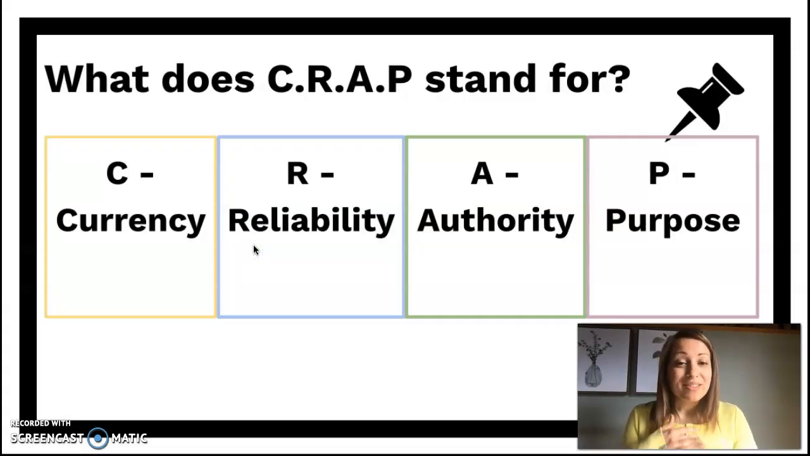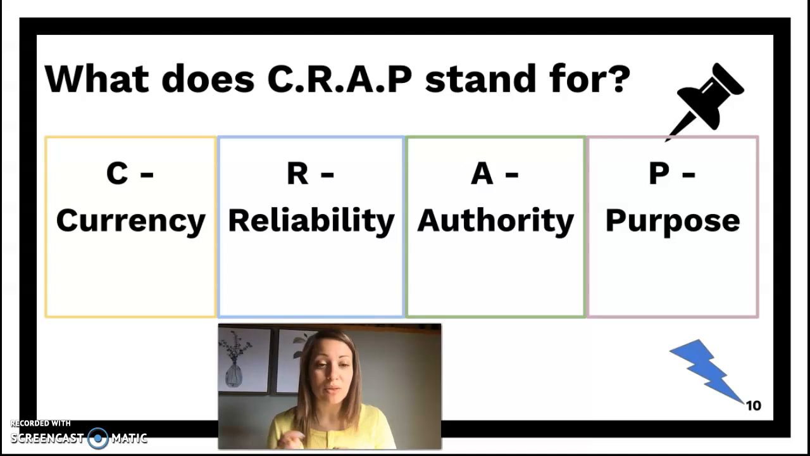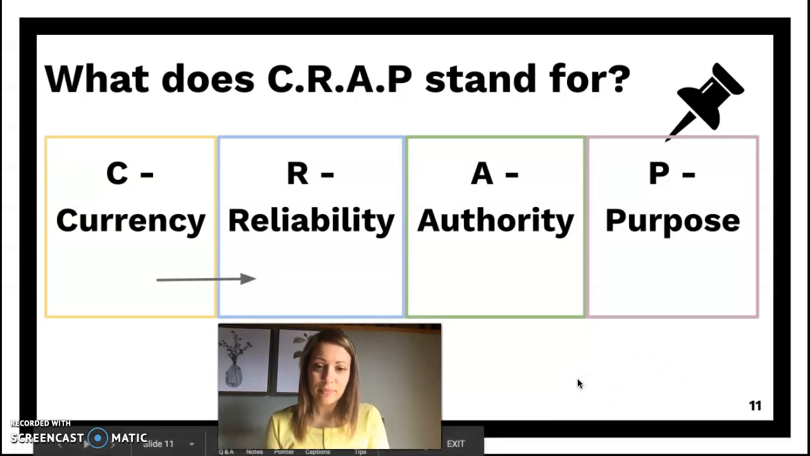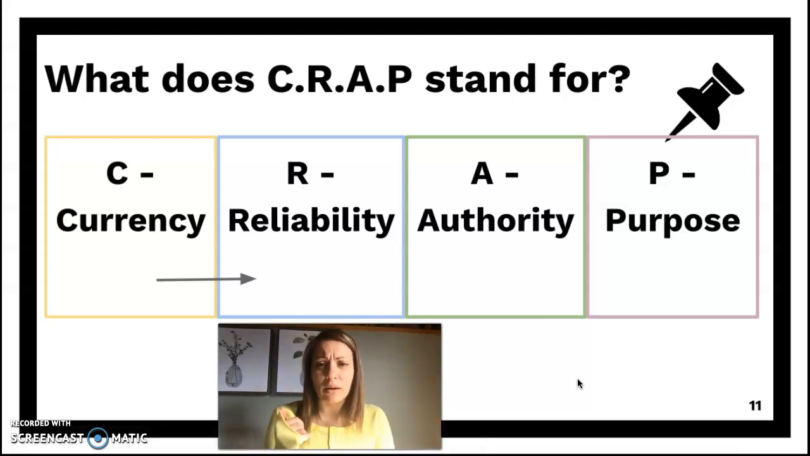So, CRAP stands for currency, reliability, authority, and purpose. I would write those down. There's a little lightning bolt. It's behind my head. But yeah, you should write those down. I don't know why I have that again. Sorry.